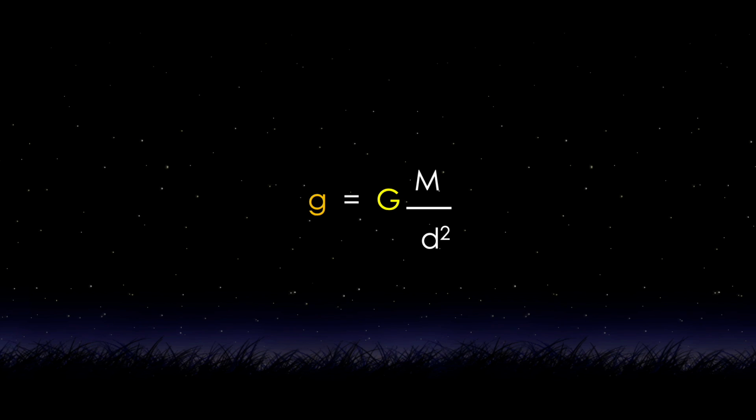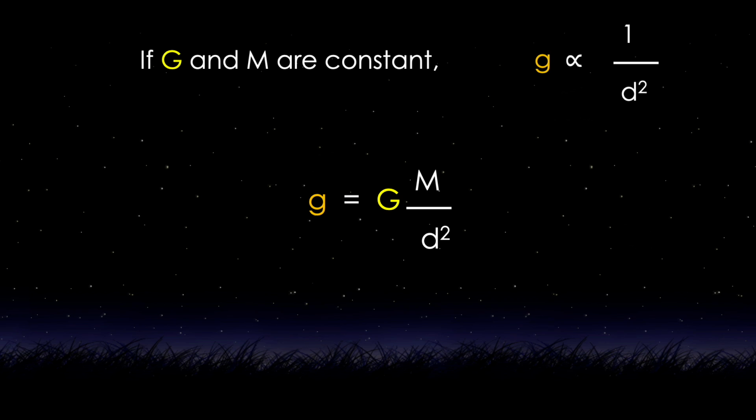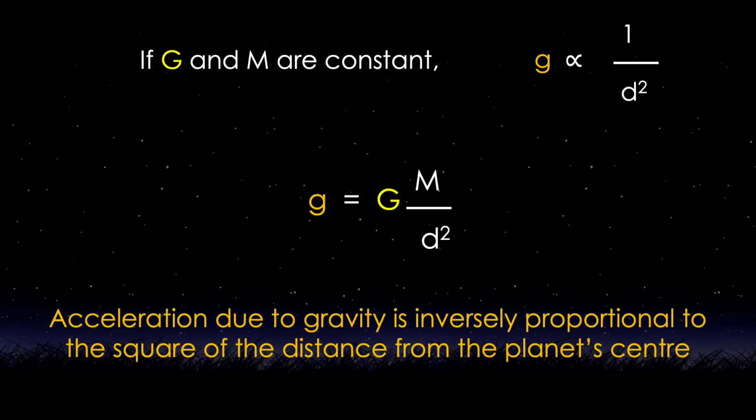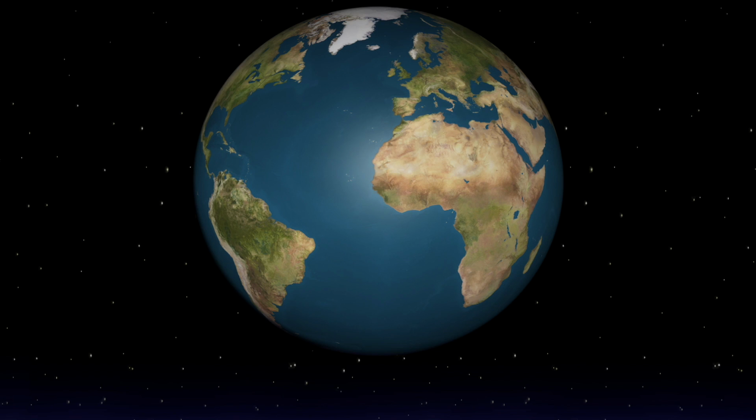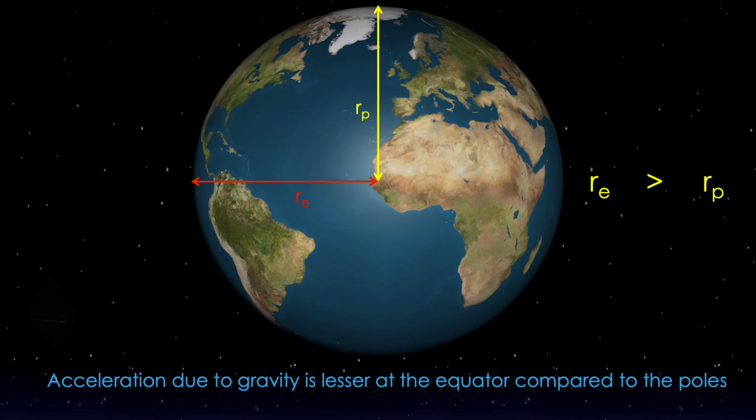Now let us look at another implication of this equation. If capital G and capital M are constant, lowercase g is inversely proportional to d square, which means that the acceleration due to gravity is inversely proportional to the square of the distance from the planet's center. Now what is the implication of this relationship for acceleration due to gravity upon the Earth? We know that the polar radius is lesser than the equatorial radius. So therefore, the acceleration due to gravity is lesser at the equator compared to the poles.